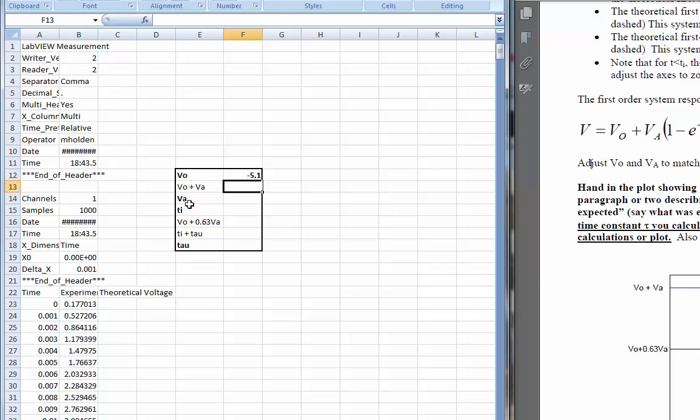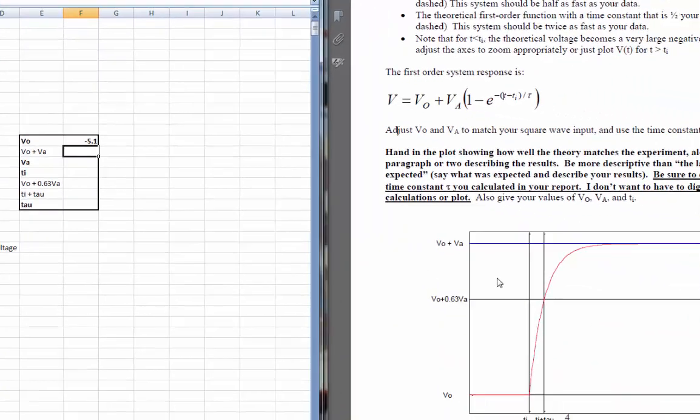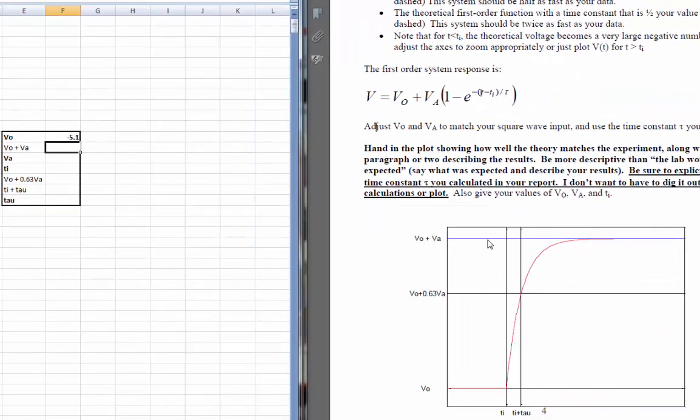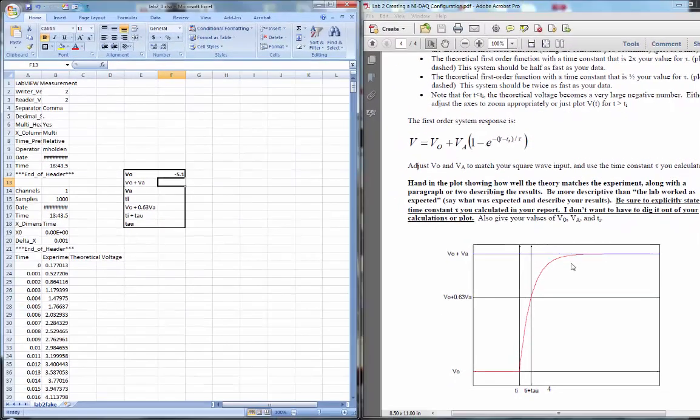The next thing we need is VA. To get that, if we look over here at the plot, you can see this top asymptote, this voltage, it rises to V0 plus VA at the top. So I'm going to get that again by just reading through my voltages here, and I'll find a high voltage that will get a lot of the same values, and we'll use that number for V0 plus VA, and then I'll subtract V0 to solve for VA.